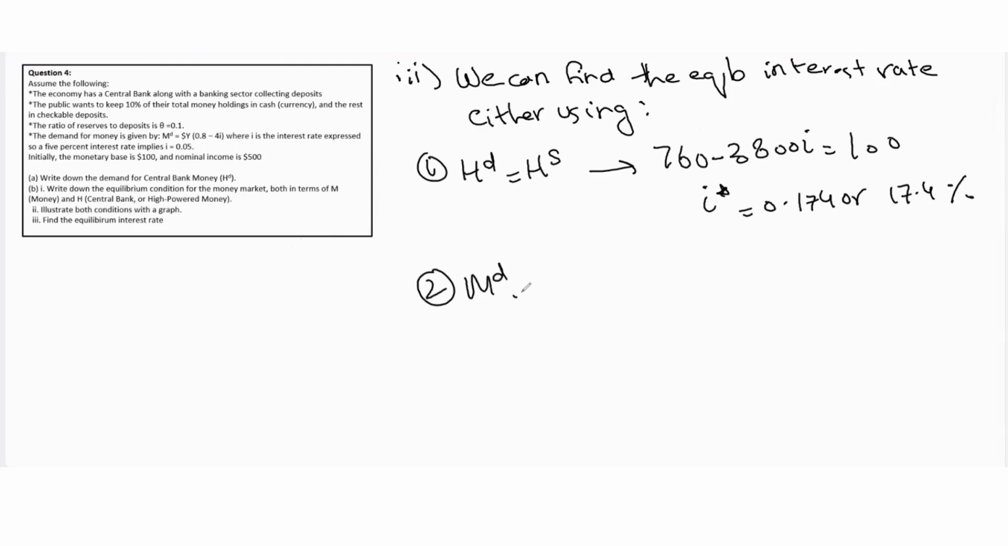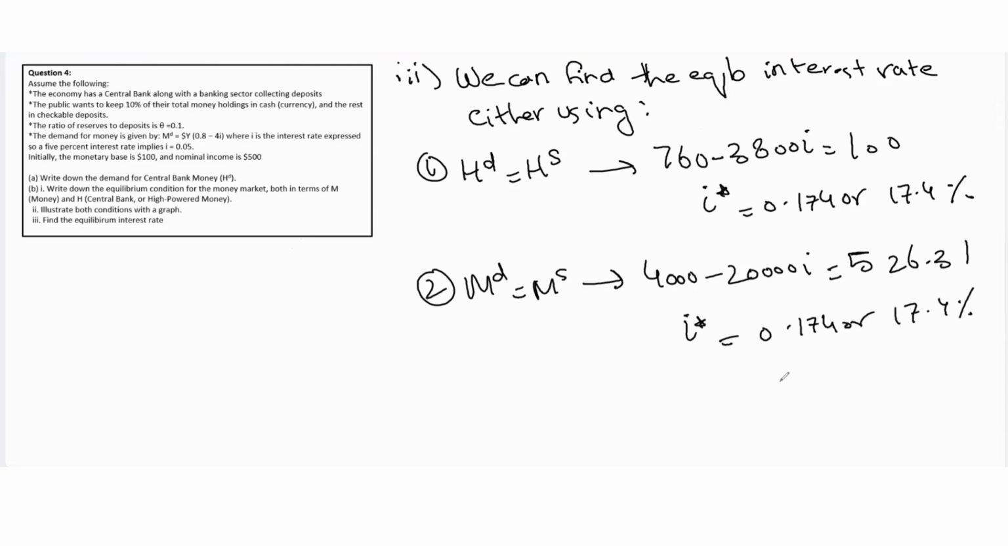Or we can put MD is equal to MS, where money demand is 4,000 minus 20,000 I is equal to the overall money supply, which is 526.31. So I star is 0.174 or 17.4%. So you can see that just like we showed graphically, we're showing this now mathematically, we will get the same equilibrium interest rate even if we solve it, right? So the crux from here was that when you do have a banking sector, you can think about the money market equilibrium either in terms of demand and supply of central bank money or in terms of overall money demand and money supply. Both will give us the same equilibrium interest rate.